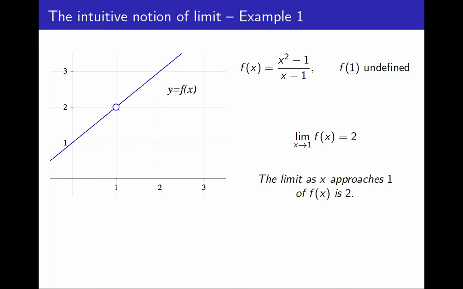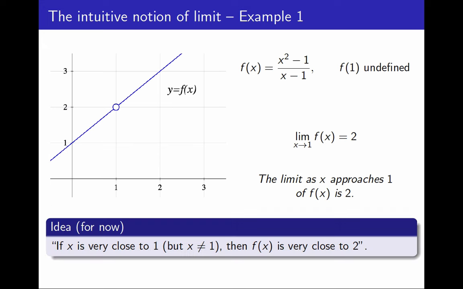Lim x arrow 1 f of x equals 2. And that means that even though f of 1 may be undefined, as is the case here, it kind of should be 2 because this is not a definition, this is just an idea, and for now it will work. If x is very close to 1, but not 1, then f of x is very close to 2, suggesting that when x equals 1, f of 1 should be 2, even though in this case it isn't.